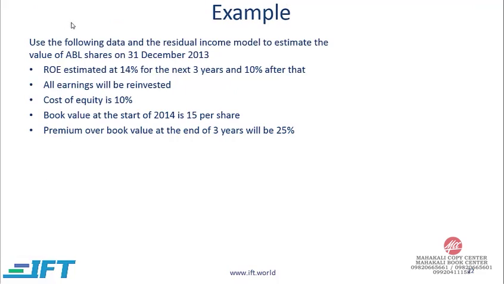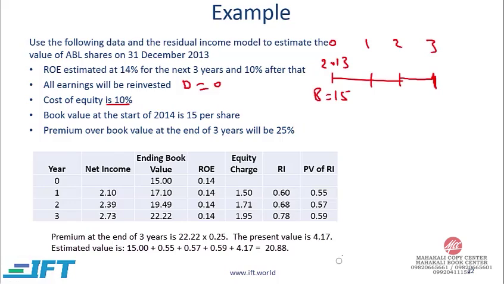Now I want you to do this example. So this is quite indicative of what you might come up with on the exam. This example is not in the curriculum, it's just something I came up with. So here's how you do this. So you are here, end of 2013, the book value is given. So book value end of 2013, start of 2014 is 15 per share. And then we are told that the premium over book value at end of year 3 over here is 25%, which means if we find this book value, then the price will be 25% more than that.